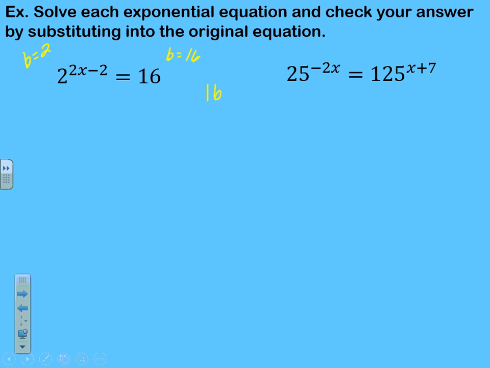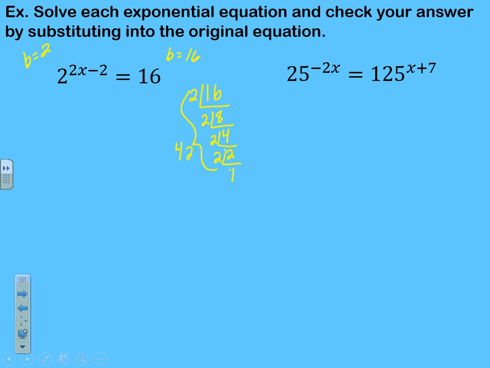What I want to do is try and see, can I simplify the base of 16 to have a base of 2? Now I'm going to use kind of like my synthetic division notation here, and I'm just going to divide. So 16 divided by 2 is 8. And if I divide that by 2 again, that'll give me 4. And if I divide that by 2, that gives me a 2. And if I divide that by 2, that gives me 1.